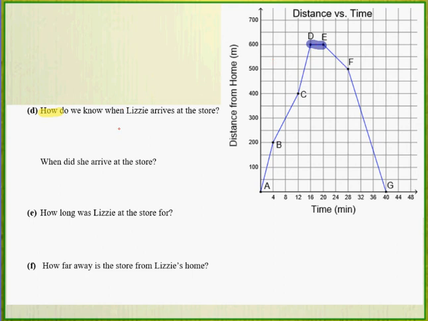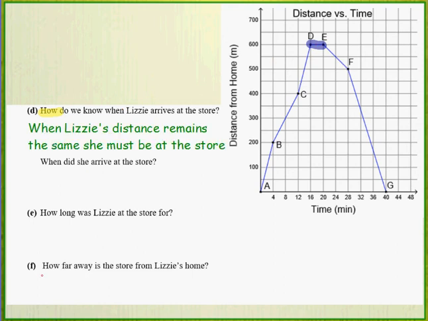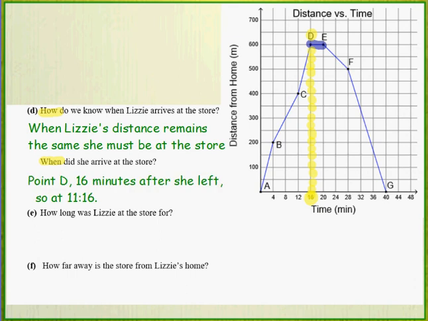This must be when she was looking for milk. So when Lizzie's distance remains the same, she must be at the store. Now the question is, when did she arrive? When did she arrive at the store? Well, D is the beginning time for when she gets there. Let's follow that down and indicate that she arrives at the store 16 minutes after she left, which would be at 11:16.